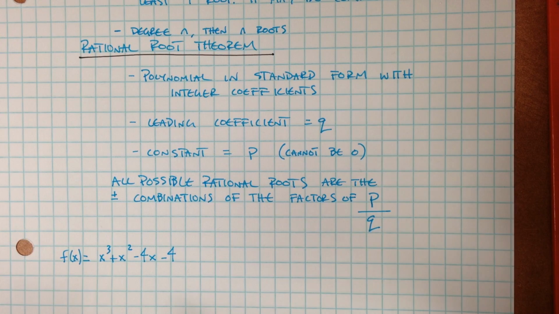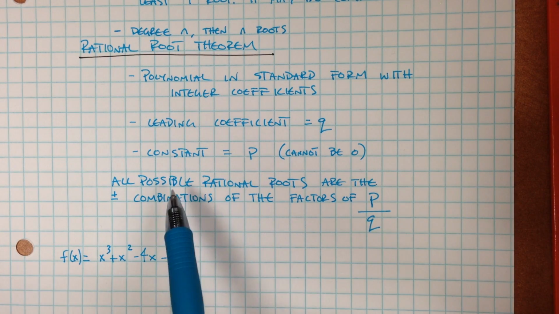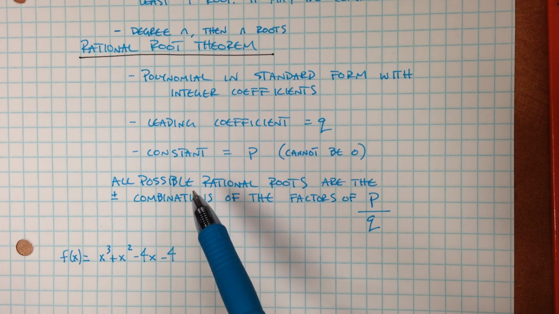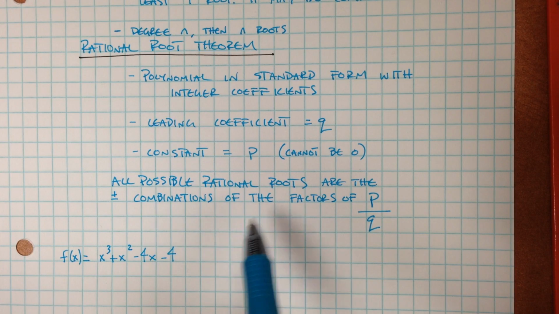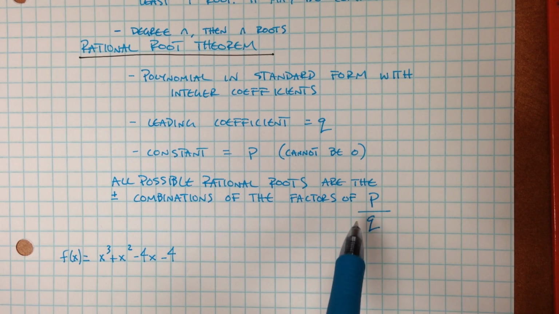So a list of all the possible, not necessarily all your roots, but all the possible rational roots of the polynomial are the positive and negative combinations of the factors of p over q. Okay, it might seem complex, but once we start putting it into action, it really isn't too super difficult.